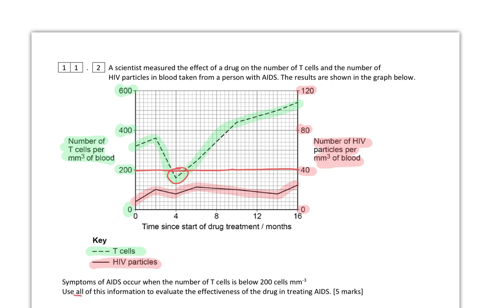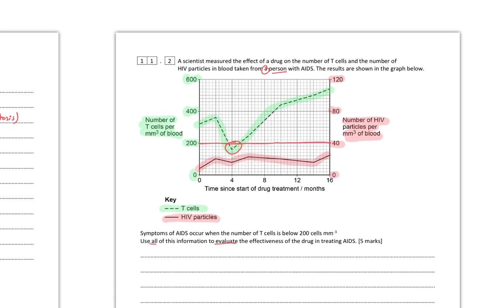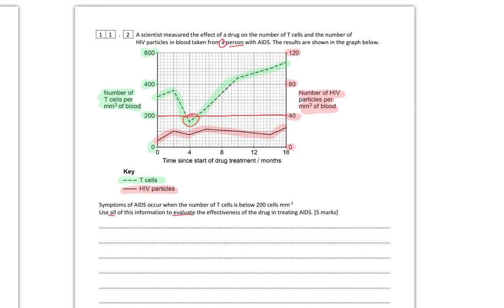Yeah, so it's right. So it's from a person with AIDS. So this is only one person. To evaluate pros and cons, the effectiveness of the drug treatment in treating AIDS. 5 marks. So I need to give 5 observations here. So let's go for why it's good first of all. Yeah, so I'm going to give a plus. Yeah, plus is a pro about why it's good.